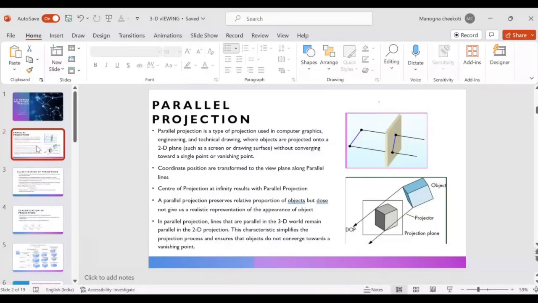This is typically used in computer graphics, engineering, or technical drawing. The main difference between parallel projection and perspective projection is that in parallel projection we assume the center of projection is at infinity, so parallel lines remain parallel in the 2D image as well. But in perspective projection, we assume the center of projection is at a finite point, so the converging point is finite and parallel lines do not remain the same. It simplifies the projection process and ensures that objects do not converge towards a vanishing point. Here we can see parallel lines that do not converge at any point when the user views the object.